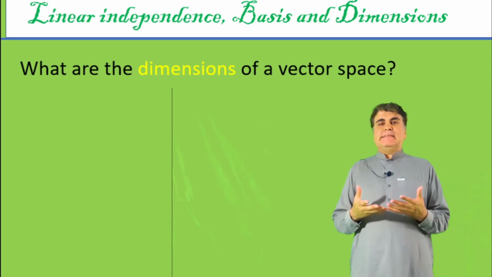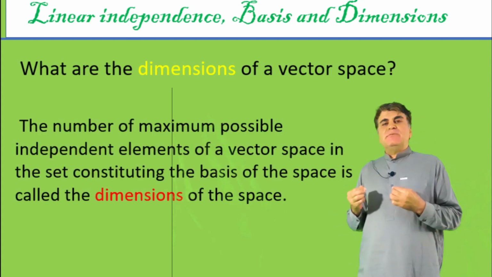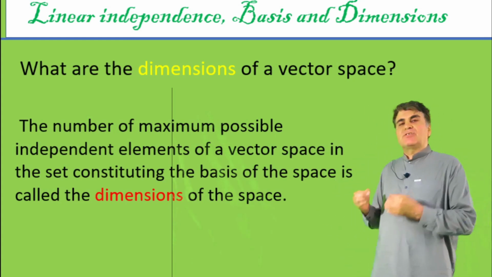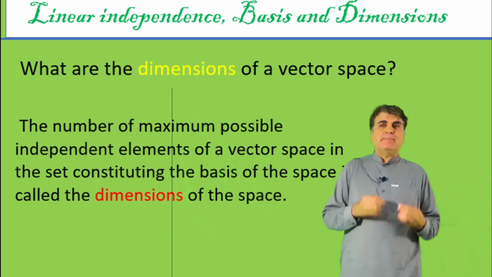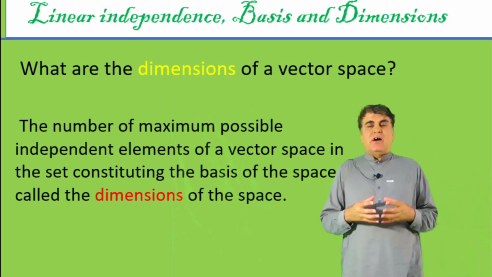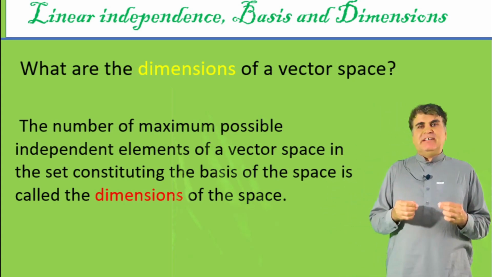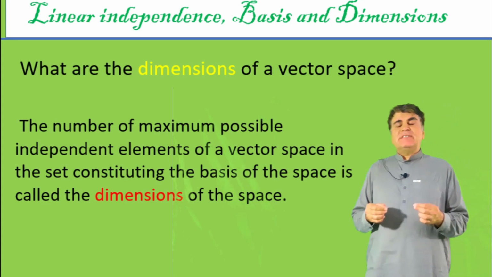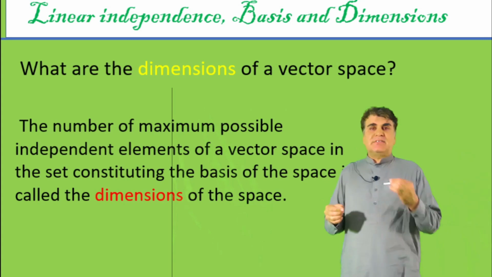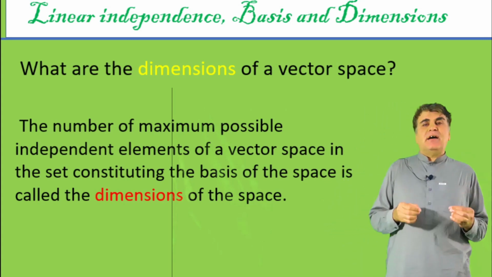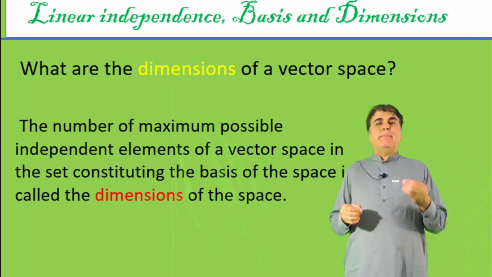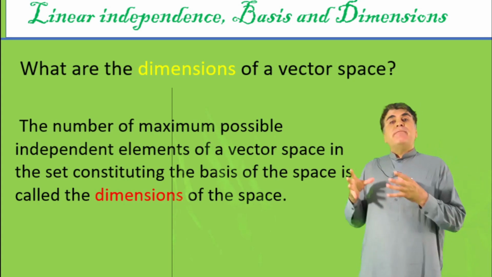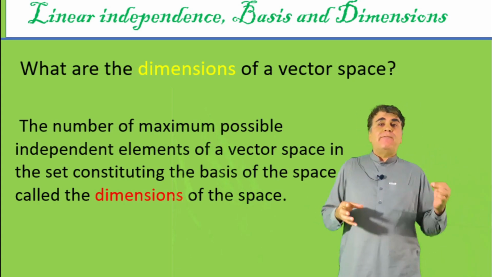Well, that's quite easy. The maximum possible number of independent elements in the set of bases is called the dimension of a vector space. In the above examples of 2 rows column matrices, the dimension of the vector space is 2, whereas in the 3 rows column matrices, the dimension of the space is 3. On the other hand, in the case of 2 cross 2 square matrices, the dimension of the space is 4 because there are 4 independent elements in the set of bases.